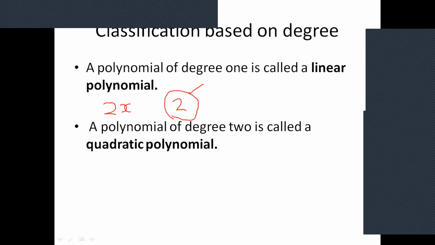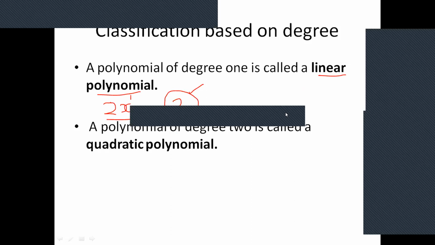So now we'll move on to this one. What is this linear polynomial? The degree is 1. That is why it is called a linear polynomial. Now, when it comes to the linear polynomial, there are almost two kinds. It need not be like a linear equation in only one variable.